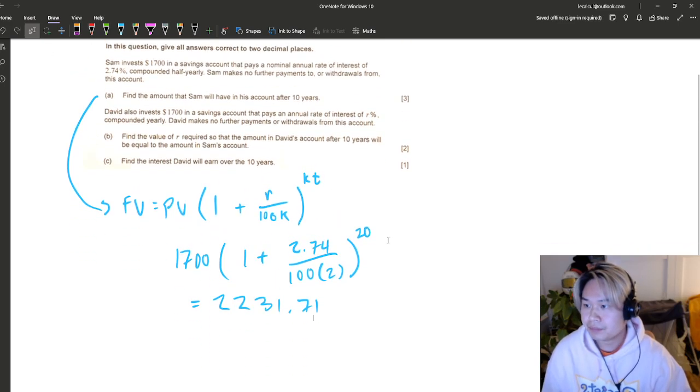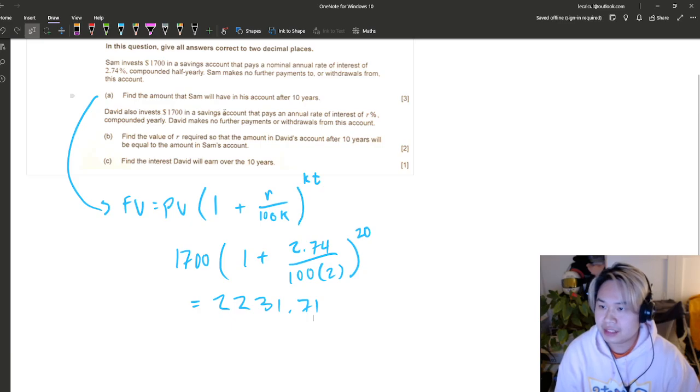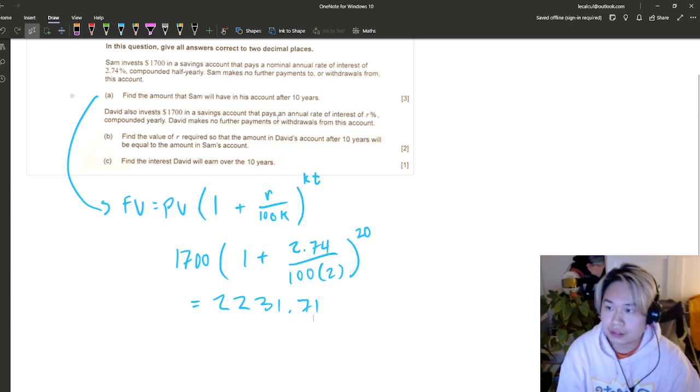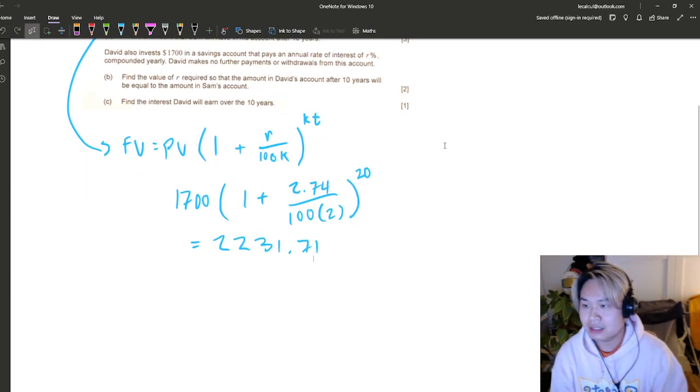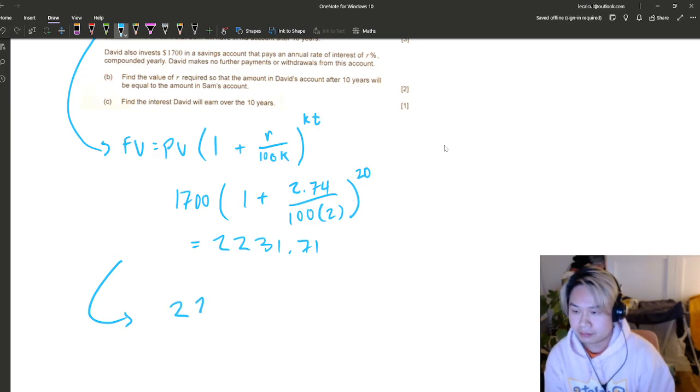cents. Okay, David also invests $1,700 in a savings account, nominal interest rate of R, compounded yearly, and then he's not going to make any further payments or withdrawals. Find the interest rate he needs so that the amount in David's account after 10 years will be equal to the amount in Sam's account. So now I guess we're going to use part A.